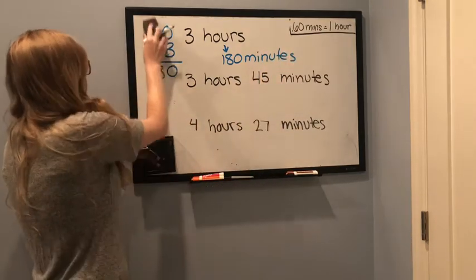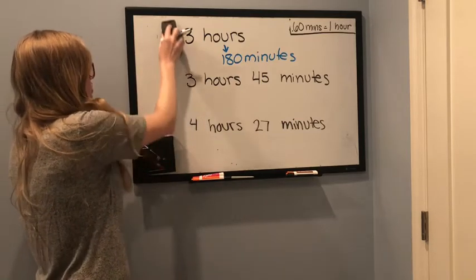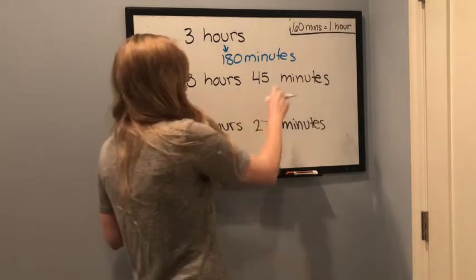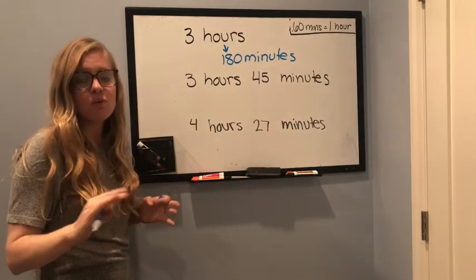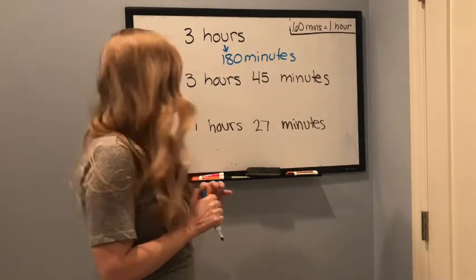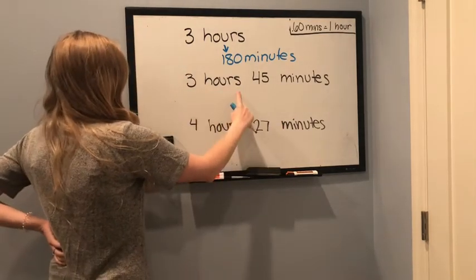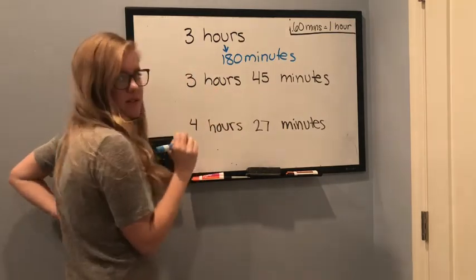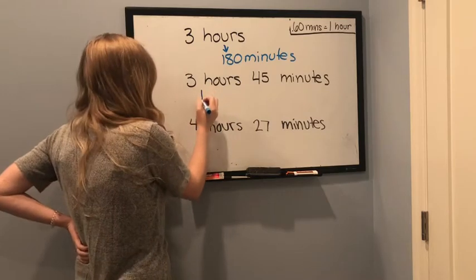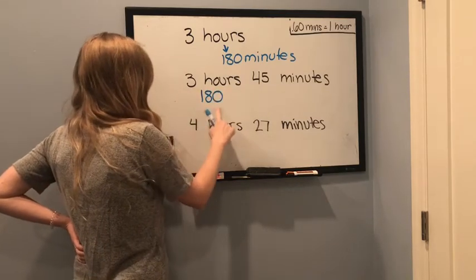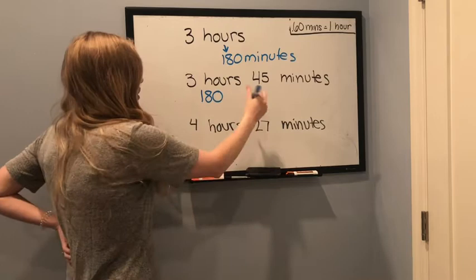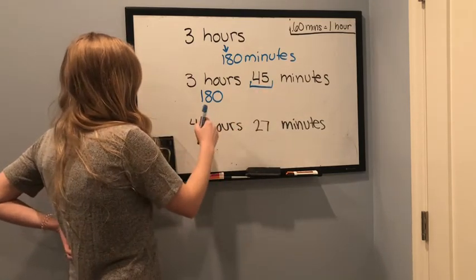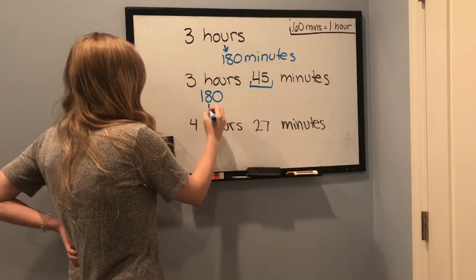Now, where we get a little bit trickier is when we have a question like this that says convert 3 hours and 45 minutes into minutes. We would start the same way, right? We need to figure out how many minutes are in 3 hours. We already figured out that is how many minutes? 180. Okay, 180 minutes in 3 hours. But we have this 45 minutes left. Okay, so now we need to take 180 plus 45.